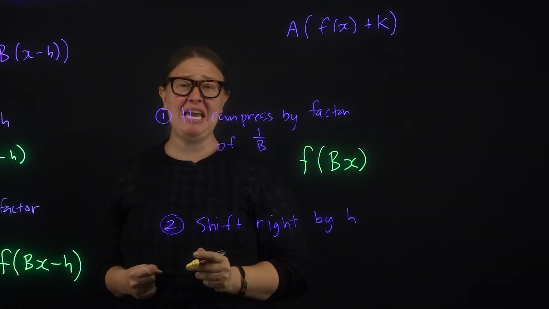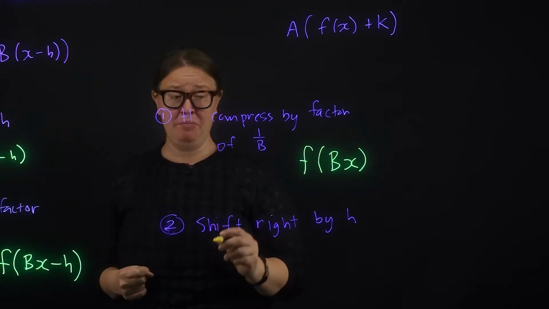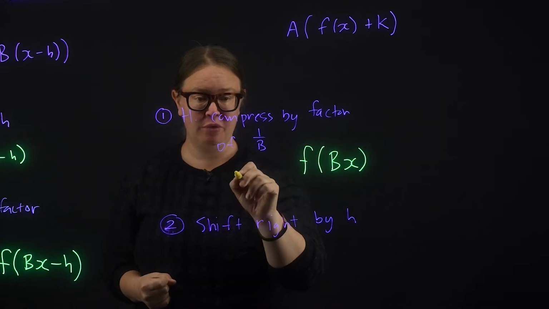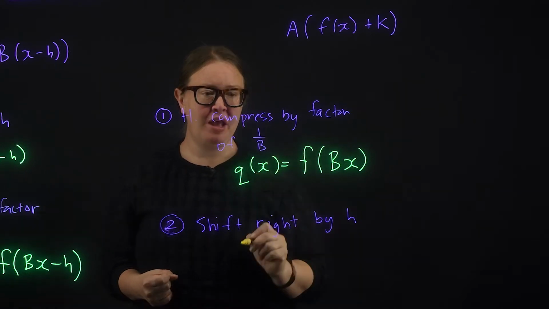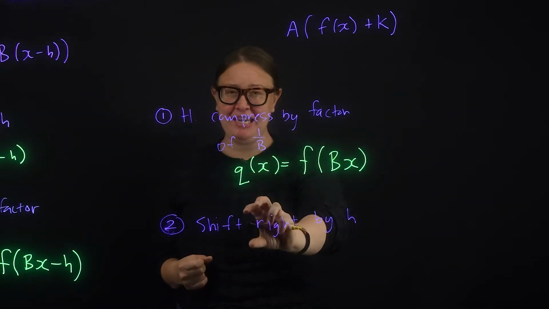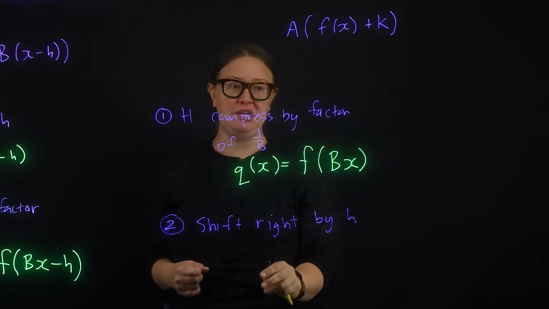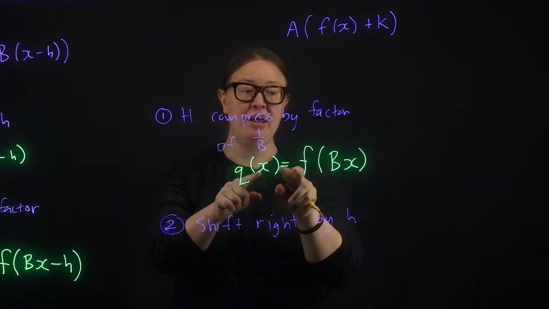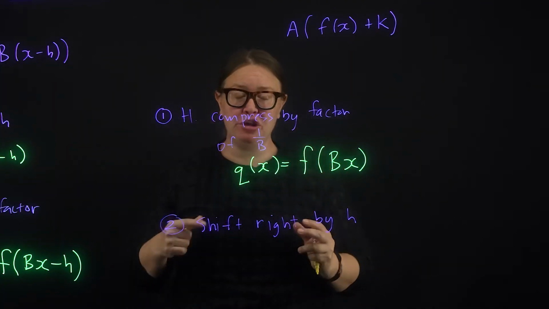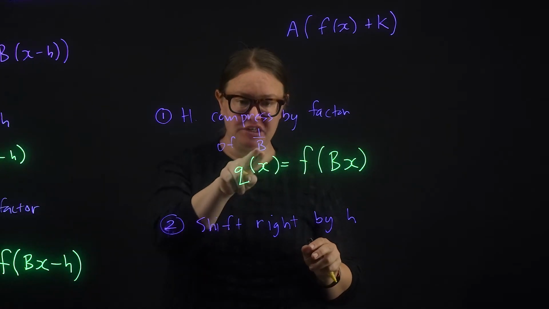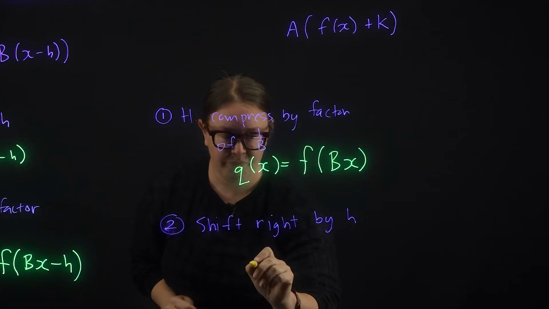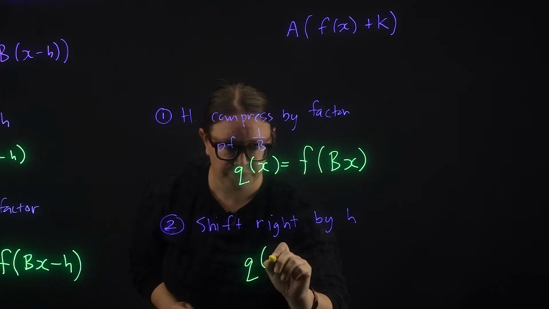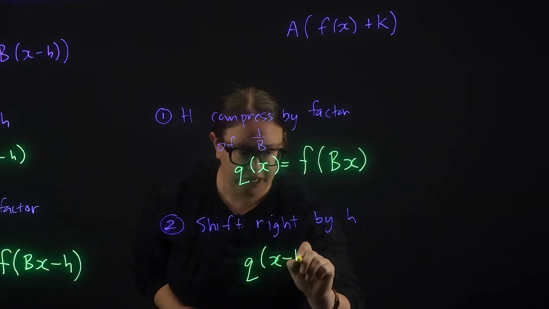Again, I'm going to give this a new function name. We're running out of names, but that's okay. Let's call this q of x. And the reason why is this second horizontal transformation is a little bit easier to apply, or it's more clear as you're starting to learn this if I can think that it's replacing this x. So now I want to shift the result q of x right by h. So I want q of x minus h.